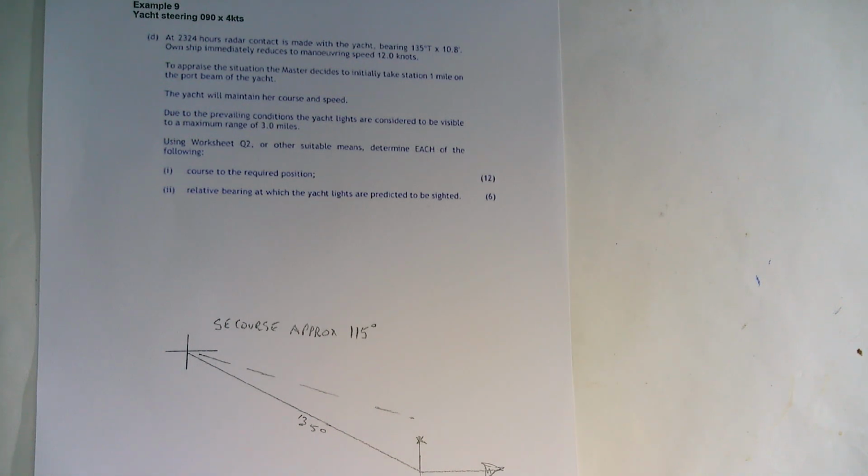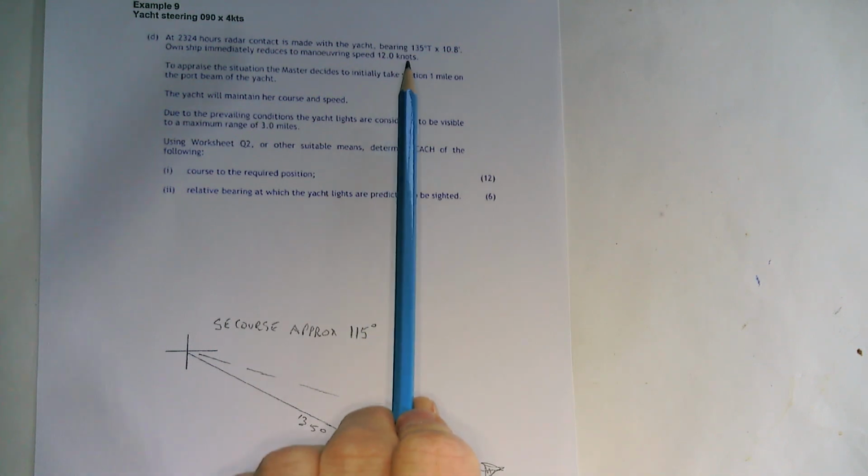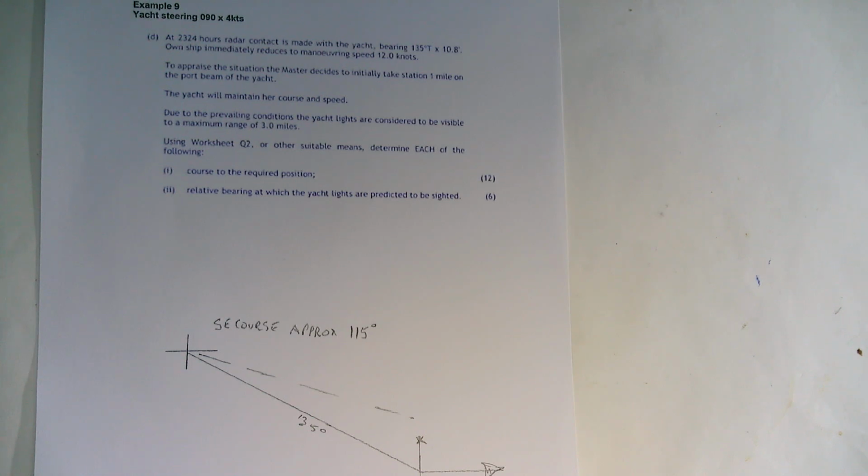I'll look at a rendezvous type question. We're told that the yacht is steering 090 at 4 knots and radar contact was made with the yacht, and we're given the bearing and distance from the yacht. Our own ship is doing 12 knots.